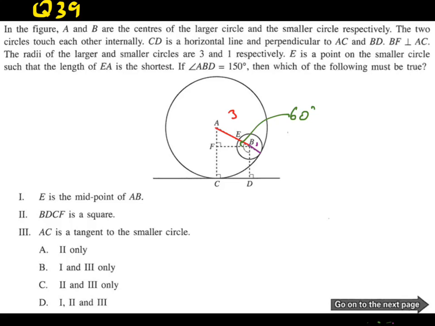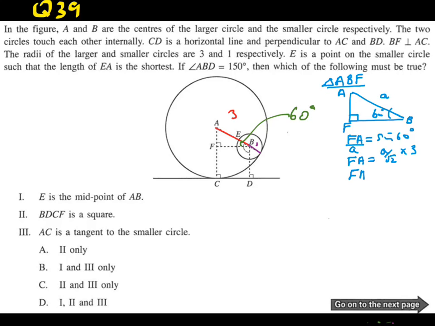So what we're going to do now is examine each of the conditions. But first, let's look at condition 2, where it says BDCF is a square. So looking at the triangle AFB and the angle here, we could work out the side. So I'm going to let AB be A. You can actually work A out. A is actually 2. So I now have FA is equal to 3A over root 2.